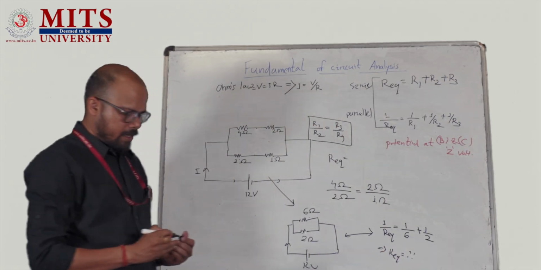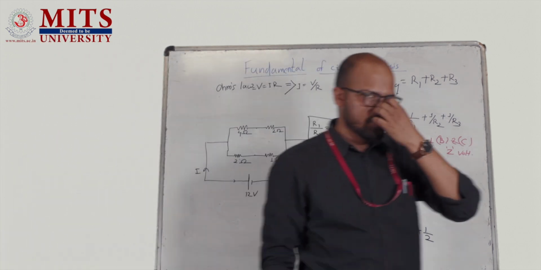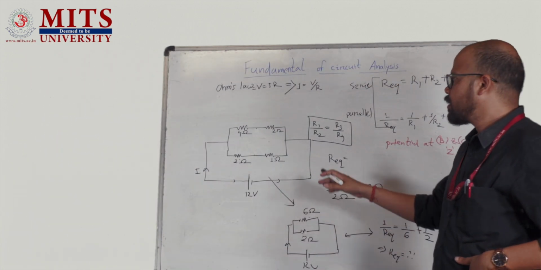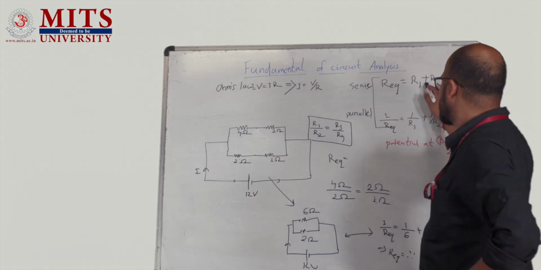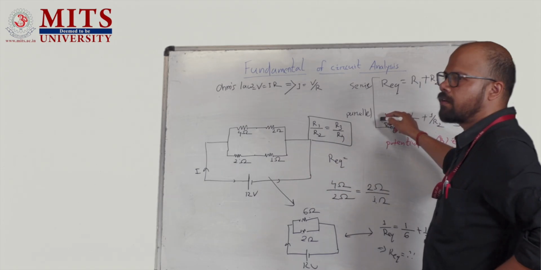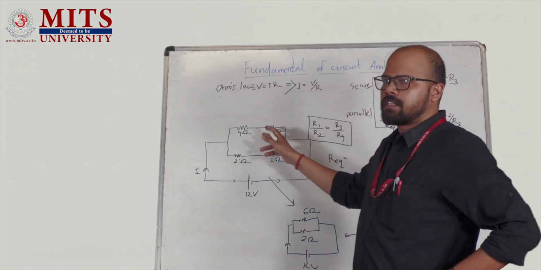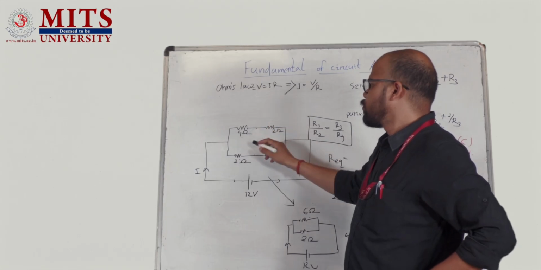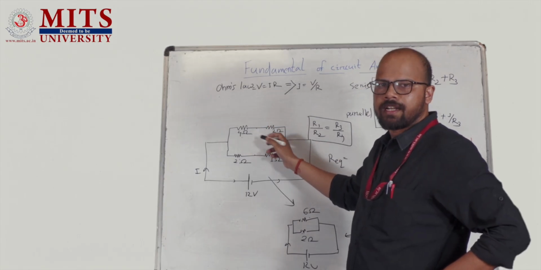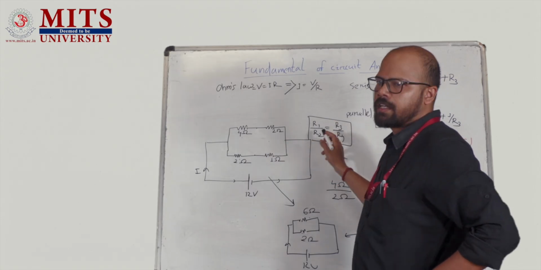So we need to analyze the circuit consisting of resistances. First we need to analyze whether it is in series or not. If it is series, then apply the series formula. If it is parallel, then apply the parallel combination. And if it is neither in series nor in parallel, try to reduce it to the Wheatstone bridge configuration, such that we can neglect some of the resistors when this condition is satisfied.